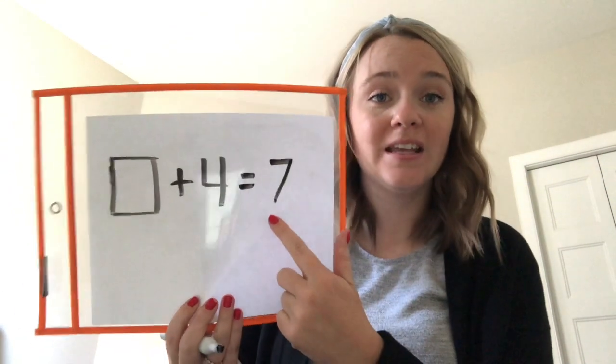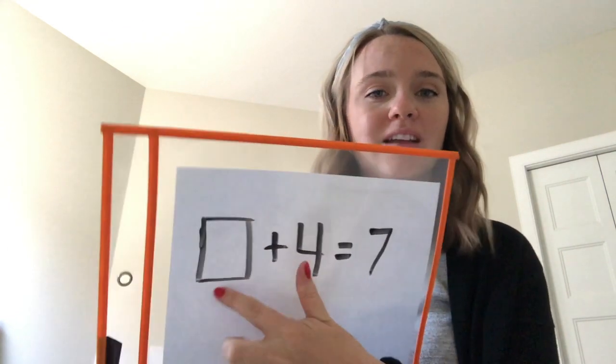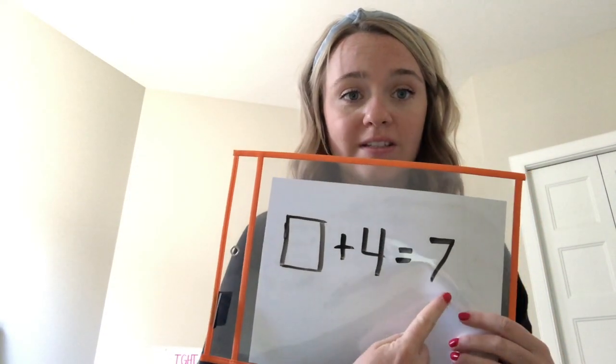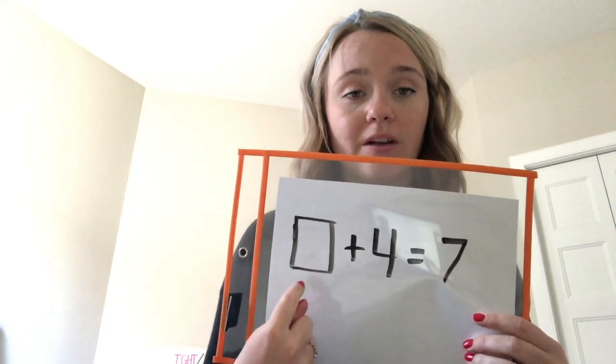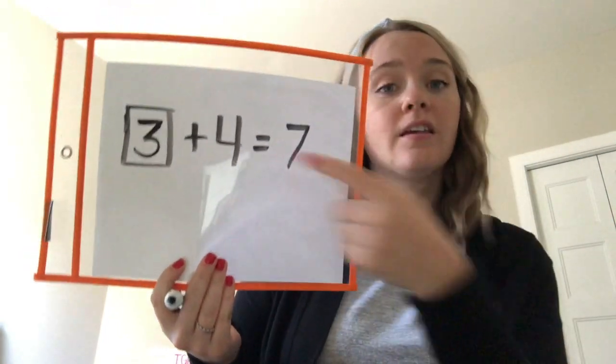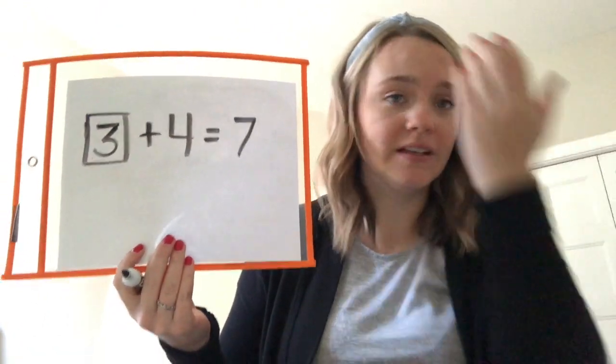So we know 7 is the total amount of kids that are on this bus. 4 more joined. We just have to find out how many started on there. So again, we're going to count on from 4 to 7 to see how many started out on the bus. So 4, 5, 6, 7. There were originally 3 kids on the bus. 3 kids were already on the bus, 4 more joined, and now there's a total of 7 kids on the bus. So this is kind of what you're going to be practicing today.